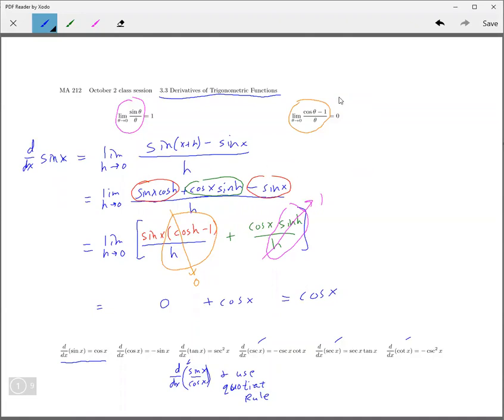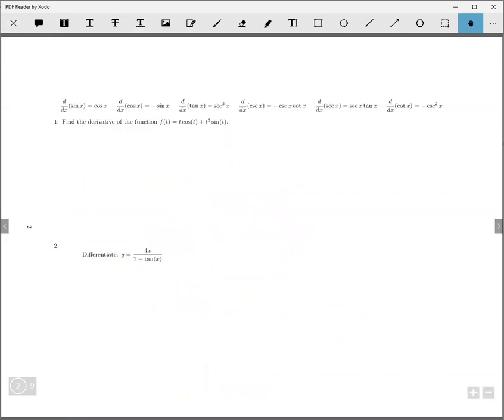Okay. So those are the basic derivatives of the trigonometric functions. All 6 of them are there. Let's go ahead and get into the homework.